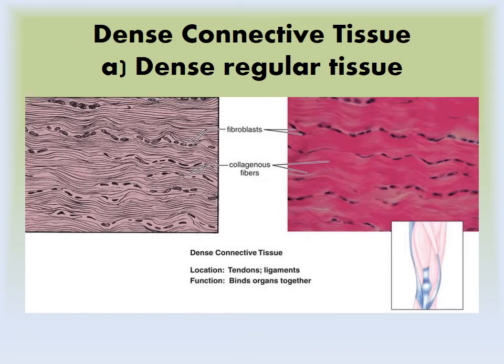This here will show you microscopically what dense regular tissue looks like. You can see the fibroblasts, which are the cells that will form all these connective tissues, and you can see the collagenous fibers that are going in a wave-like pattern. This is basically if you were going to make a slice of a tendon or a ligament and look at it microscopically, this is what it would look like.